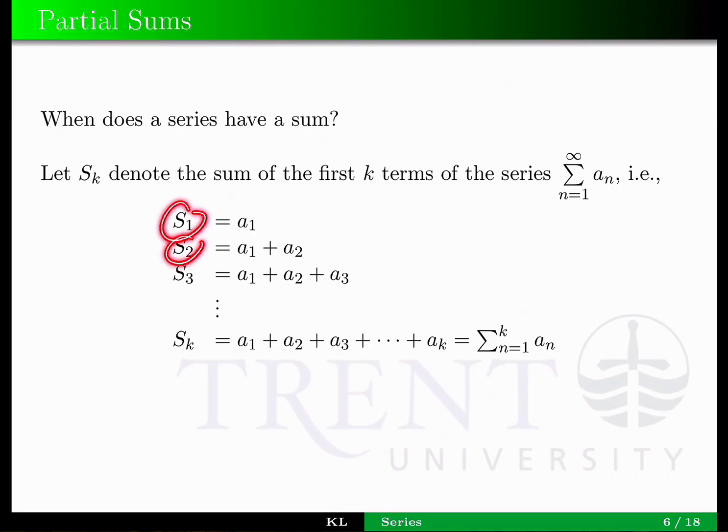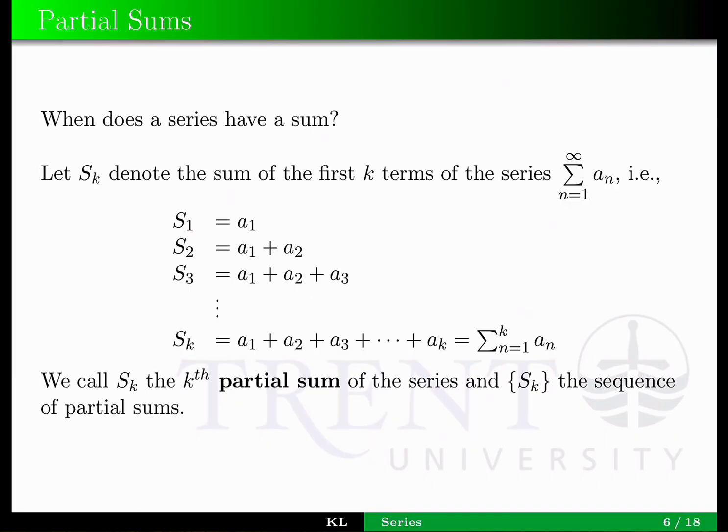These S's here, S1, S2, S3, and so on and so forth, we call them the kth partial sum. So Sk will be called the kth partial sum of this series here. And of course, if you collect these numbers, S1, S2, S3, and so on and so forth, the collection is a sequence itself. And we call it the sequence of partial sums.